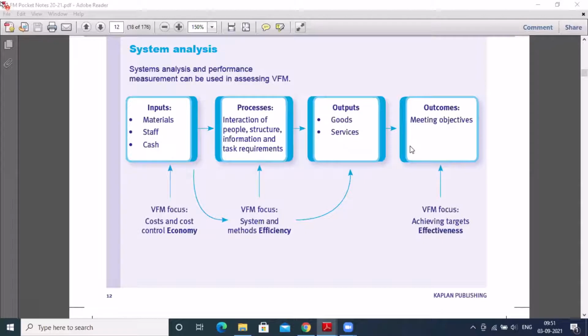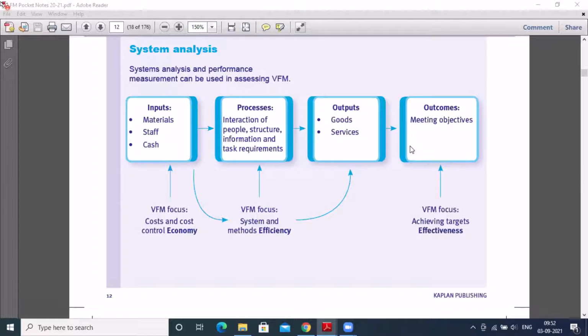Input, generally, we consider material, staff, and cash. These are the inputs. Value for money focuses on the cost and cost control, especially relating to the inputs. If you apply the concept of the three Es, we mainly focus on economy. It means when you are inputting material, staff, or cash into the system, whether you minimize the cost or not. It means whether you achieve economy or not.